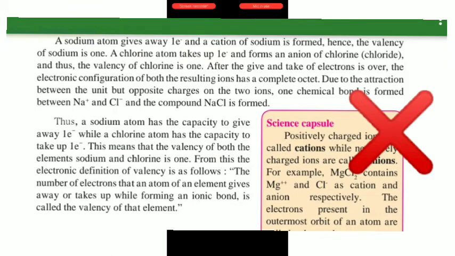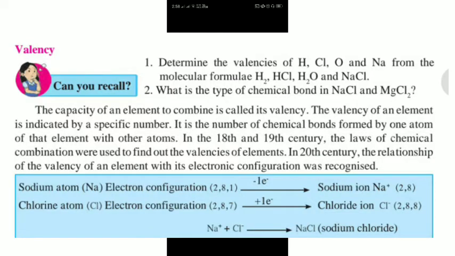Due to the attraction between the unit but opposite charges on the two ions, one chemical bond is formed between Na+ and Cl-, and the compound NaCl is formed. Thus, a sodium atom has the capacity to give away one electron, while a chlorine atom has the capacity to take up one electron. This means that the valency of both the elements sodium and chlorine is one.